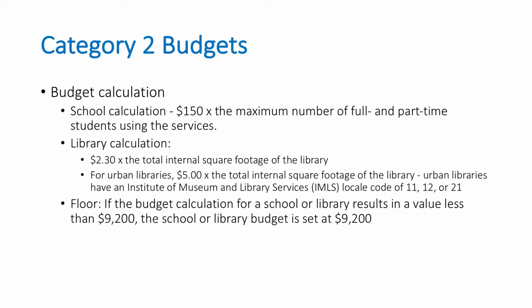Then the library calculation, they just basically take the calculation by square foot of the building. So $2.30 times the square footage of a building. For urban libraries, it's going to be $5 per square foot in those libraries in the urban areas. And if you have a small school or small library where your student population doesn't calculate, you have a very low student population or a very small building, your minimum that you can receive is $9,200 for both the schools and libraries. If your calculations fall below that, you at least get the $9,200 to plan for internal connections.